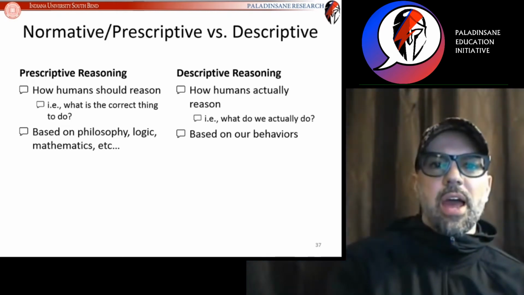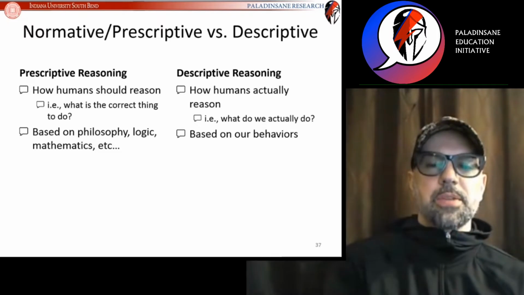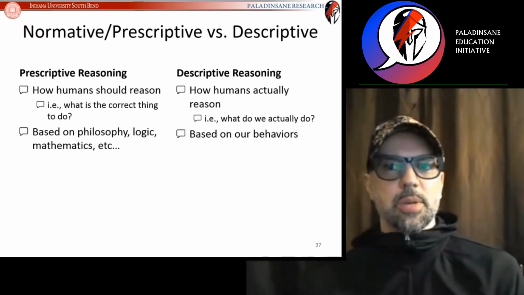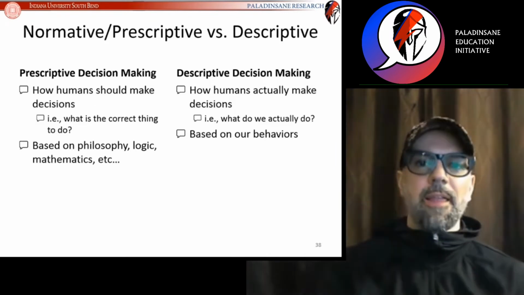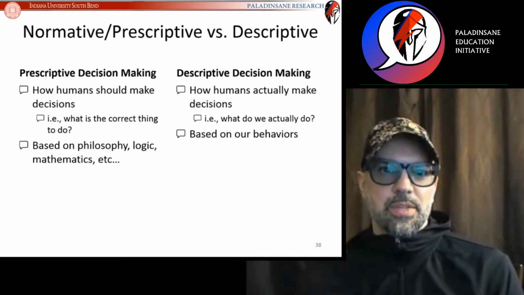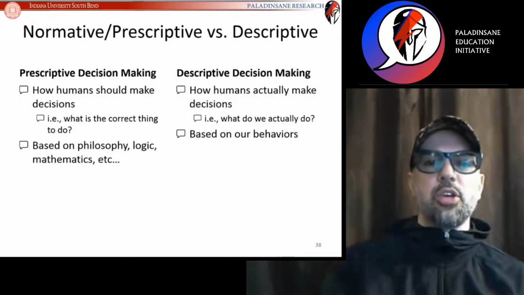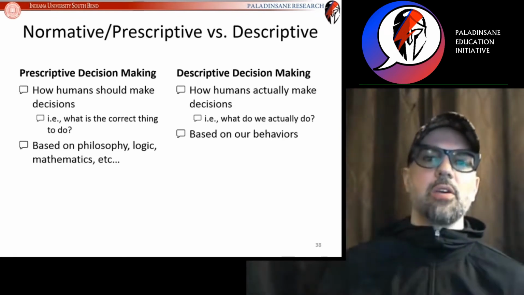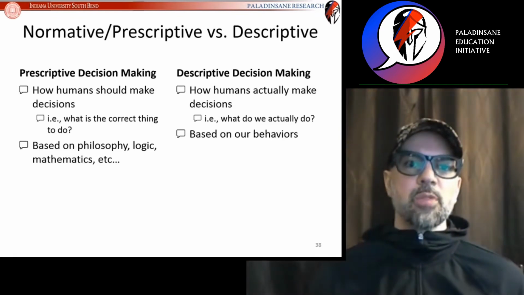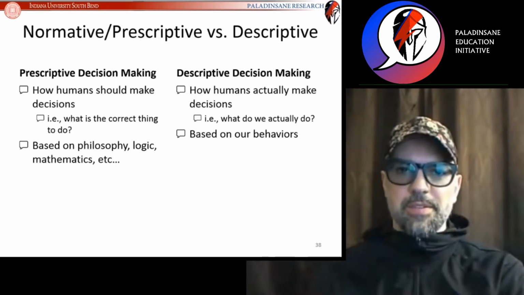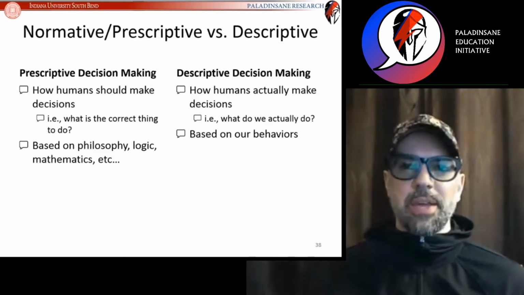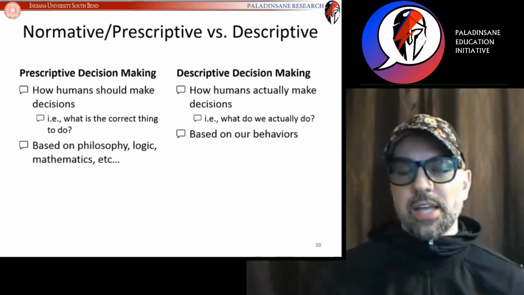So the same way that we have normative or prescriptive reasoning versus descriptive reasoning, we also have prescriptive decision making versus descriptive decision making. Prescriptive decision making is how humans should make decisions, what is the correct decision to make, versus descriptive decision making, how humans actually make decisions, what is it that we actually decide to do.